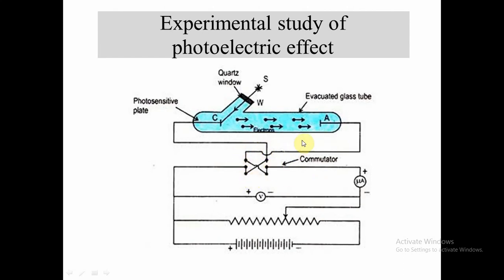By using this, we can change the potential of the plates A and C, positive or negative. This voltmeter measures the potential difference between the plates C and A, and this micrometer measures the photoelectric current through the circuit. This is the external battery which provides the potential difference to these plates. And by using this rheostat, we can increase or decrease the potential of plate A with respect to plate C. This is the simple arrangement for the experimental study of the photoelectric effect.